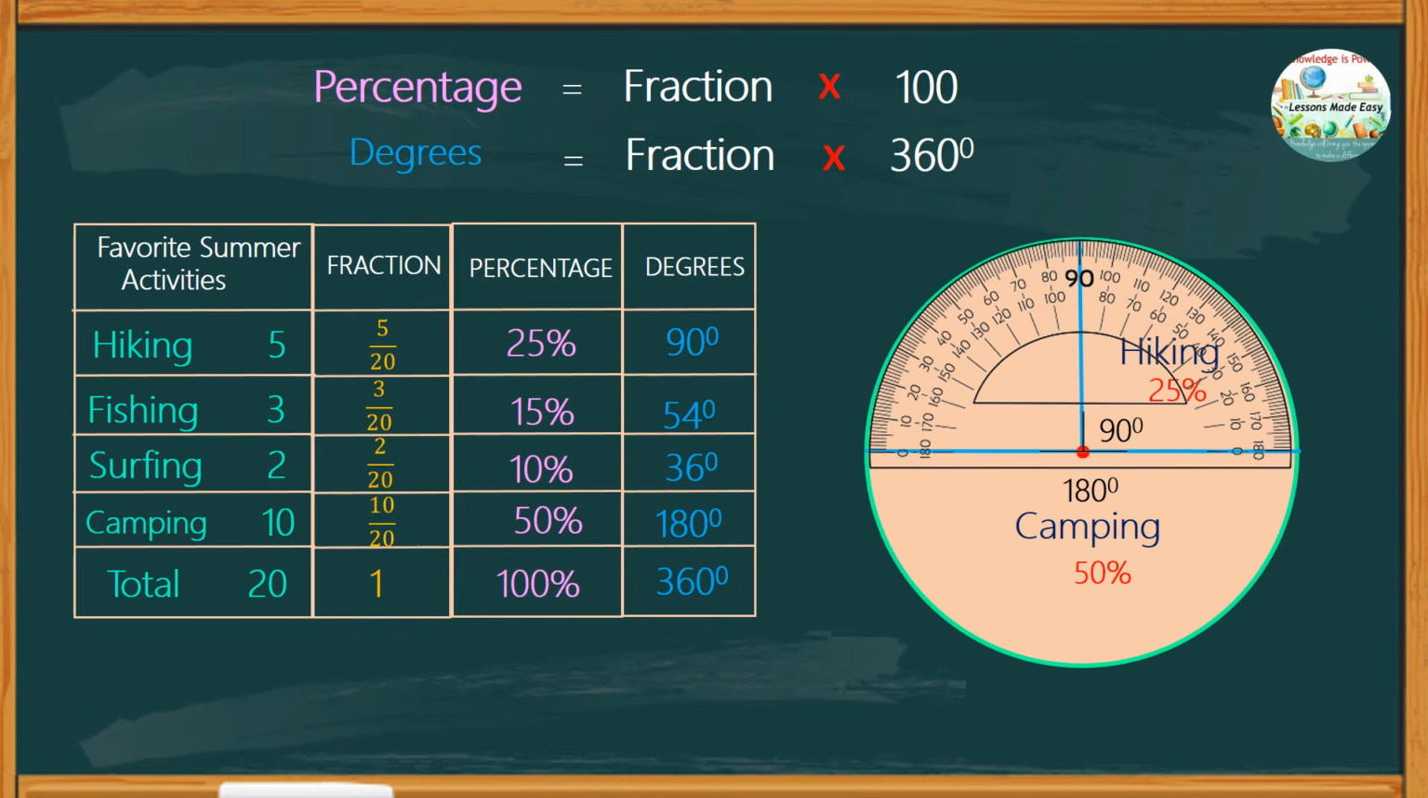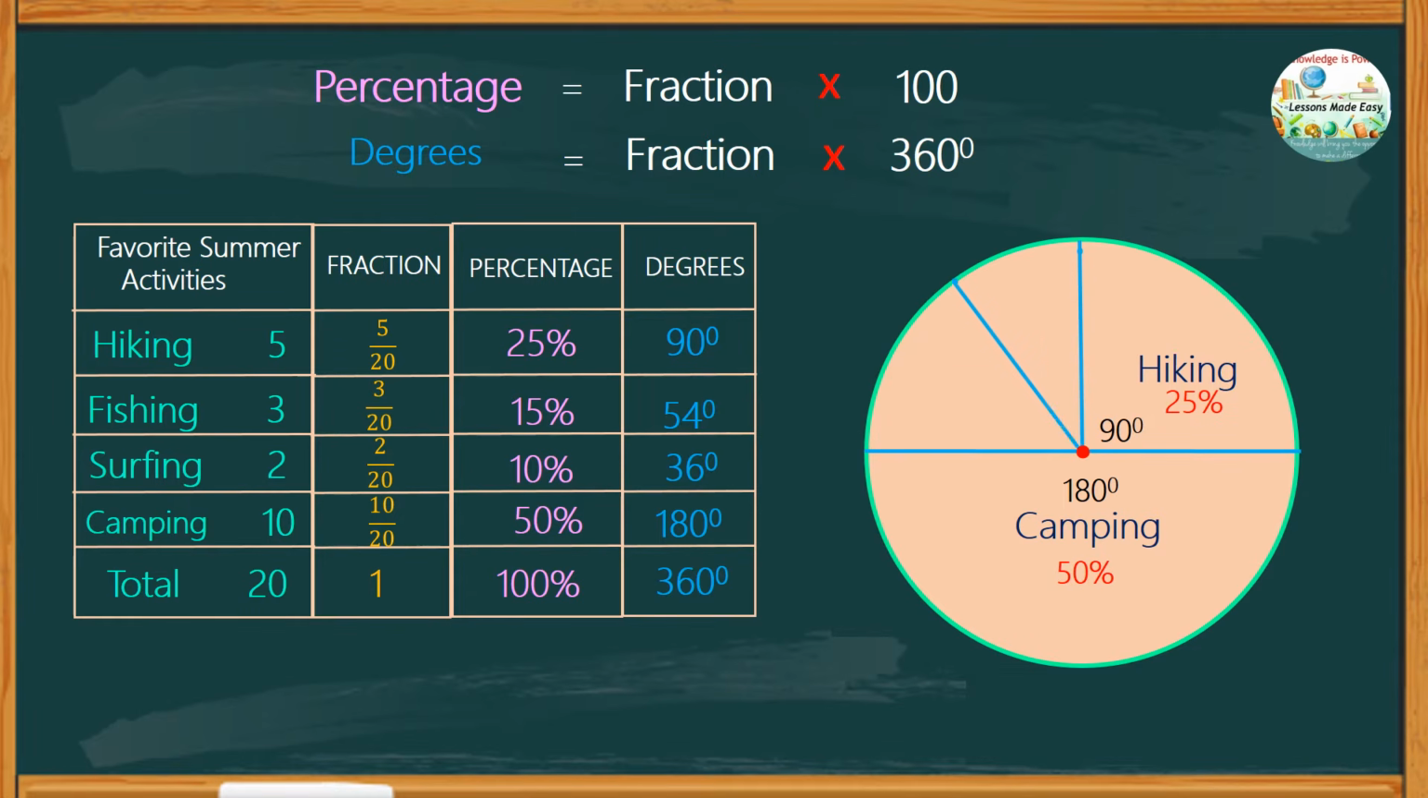Again, take your protractor. This time, we will create a sector on the left. Locate 0 degrees, then move up to 50 and an additional 4 degrees. Then mark with a dot. Remove your protractor and draw a line to the center. This angle is 54 degrees and makes up the portion for fishing, which is 15% of the circle. Therefore, the remaining sector is 36 degrees, which is the portion for surfing that makes up 10%.